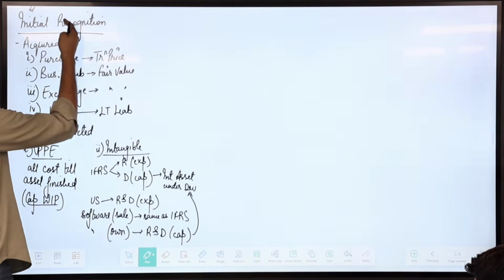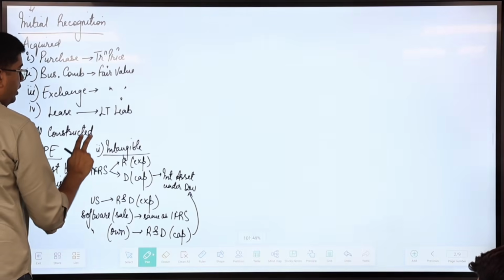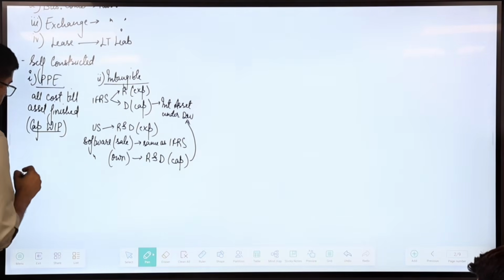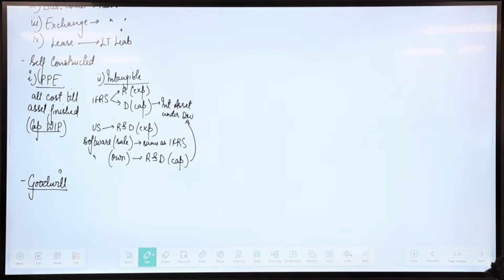Now, this is initial recognition for an acquired asset and a self-constructed asset. We also have a third type of asset, goodwill. Created yourself, it could be software, patents, or even something like an office building. Let's say you want to start a company and you are currently renting some space. After a few successful years, you decide you want to create a space where the entire structure is designed as per your needs. That would be a self-constructed asset.